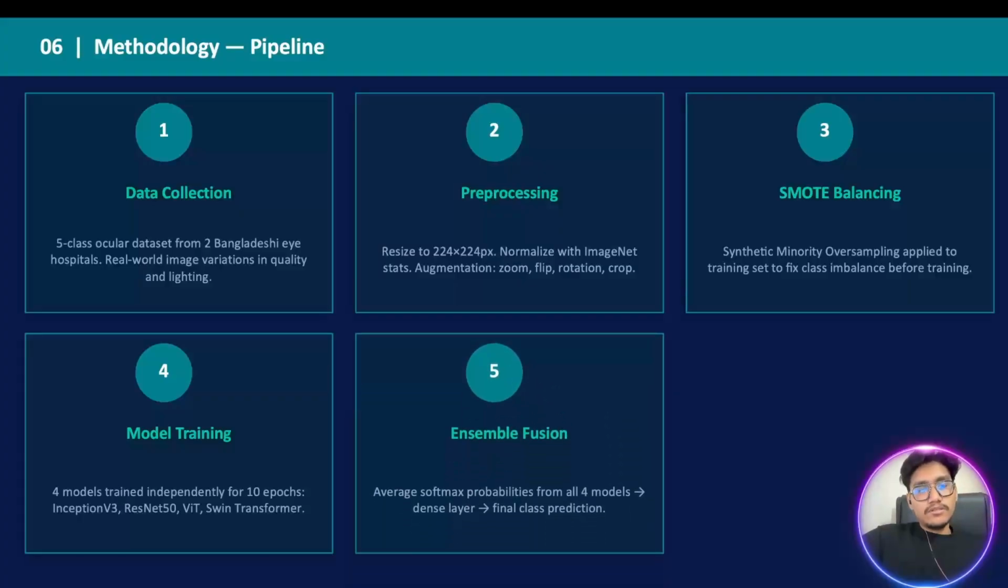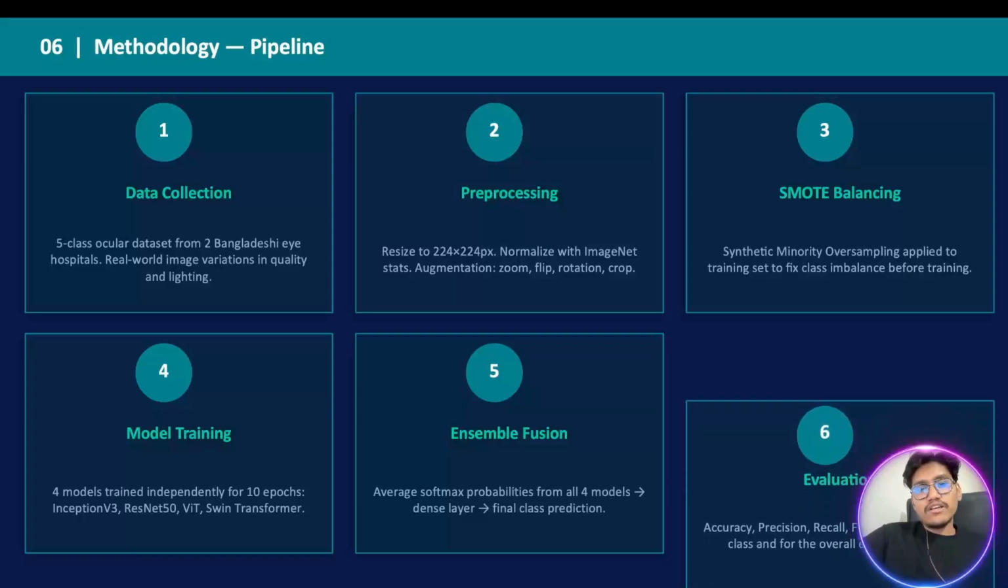And then we have ensemble fusion. Once all 4 models were trained, their outputs were combined. Each model produces a softmax probability distribution, a set of numbers that sum to 1, representing the model's confidence for each of the 5 disease classes. This probability distribution for all 4 models was averaged together. The average probability was then passed through a final dense fully connected layer, which makes the definitive class prediction. This approach ensures that the strength of each individual model contributes to the final decision.